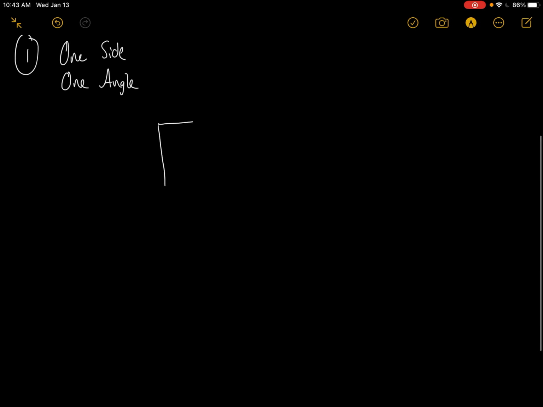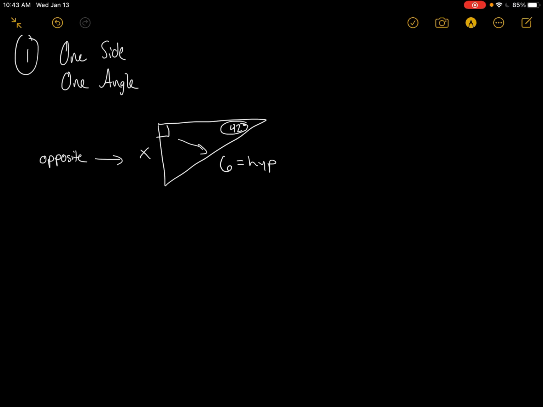So here's an example. Yes, this is a 90-degree right triangle, and they are giving us one side, and they're also giving us one angle. We're trying to solve for the unknown. We need to solve for x. If this is our angle, we have to identify first that, yes, 6 is our hypotenuse. And this x side is across from the angle, so it's our opposite side. It's not right next to it, so it's not adjacent.